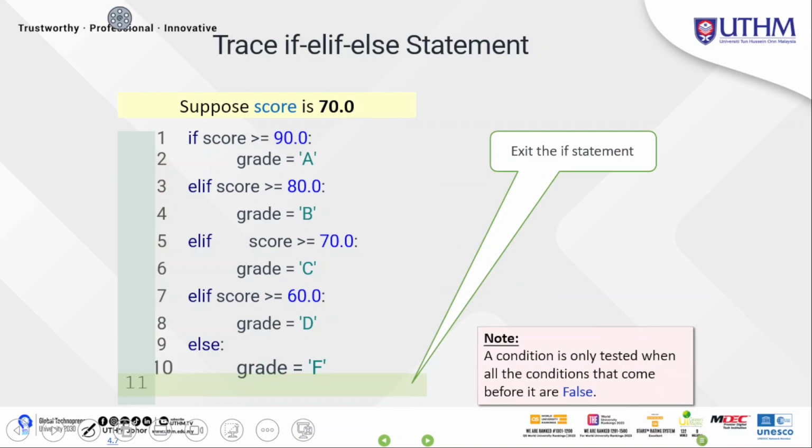A condition is only tested when all the conditions that come before it are false. These conditions are tested only if the previous condition is false. If true, it means you already got the answer, so you don't have to check every other condition that comes after the condition before. So you don't have to worry about it.